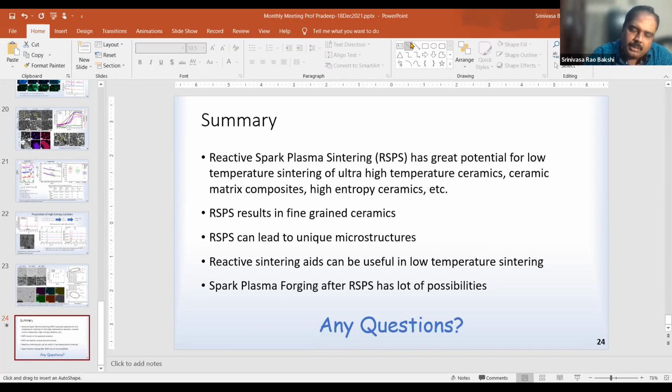And we can also do insulating ceramics, aluminum oxide, and so on. So all kinds of materials can be sintered.